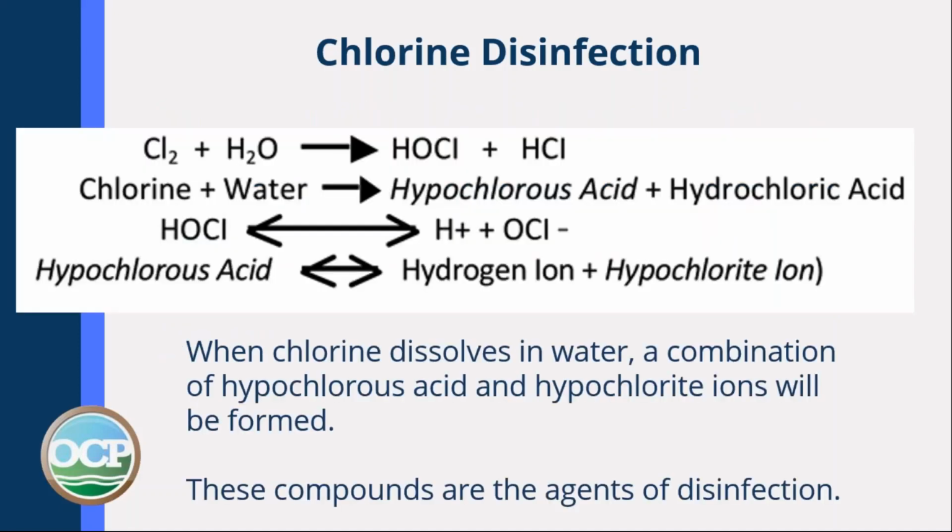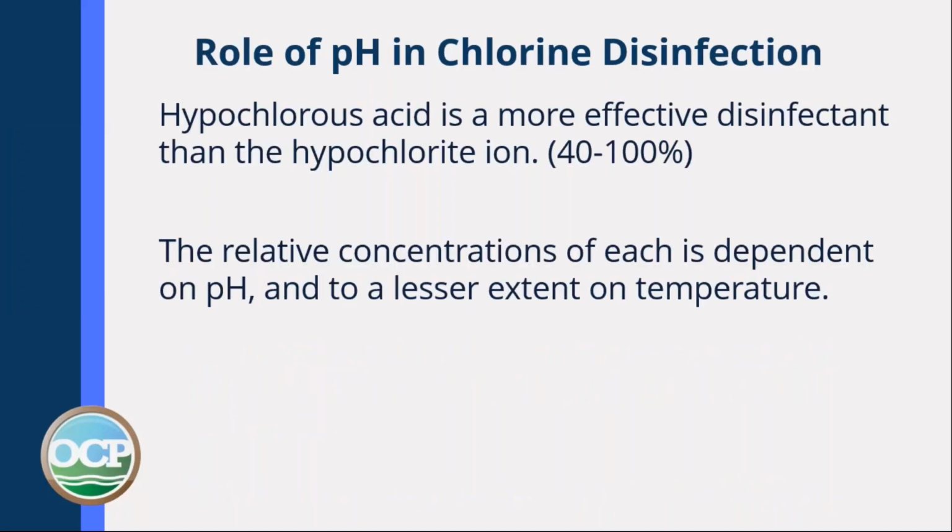When chlorine dissolves in water, a combination of hypochlorous acid and hypochlorite ions will be formed. These compounds are the agents of disinfection. Hypochlorous acid is a more effective disinfectant than hypochlorite ion. The relative concentrations of each is dependent on pH and to a lesser extent on temperature.